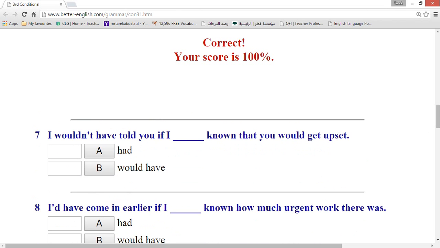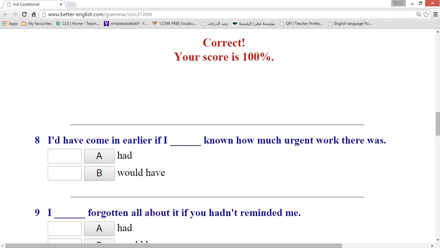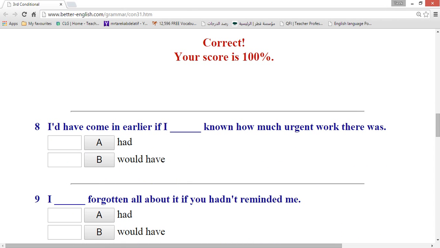Number 7. I wouldn't have told you if I had known that you would get upset. That's the if clause. So we have here known. What's missing here is had. Good. Number 8. I would have come in earlier if I had known how much urgent work there was. Here we have would have, and this is the if clause. It would be had. Yes.